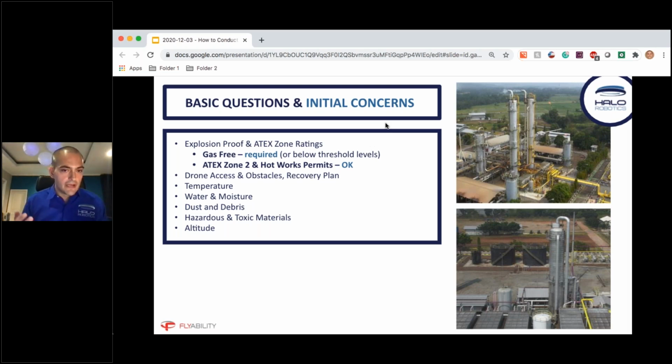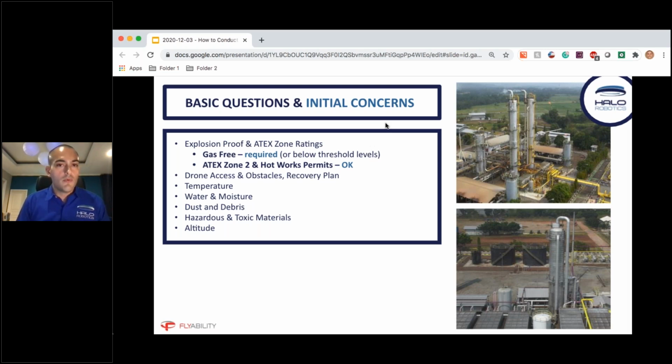But ATEX zone 2, for example, the helipad or some of the surrounding areas of an oil platform, drones can be safely operated in ATEX zone 2 environments, which are defined as having an occasional presence of flammable or explosive vapors.